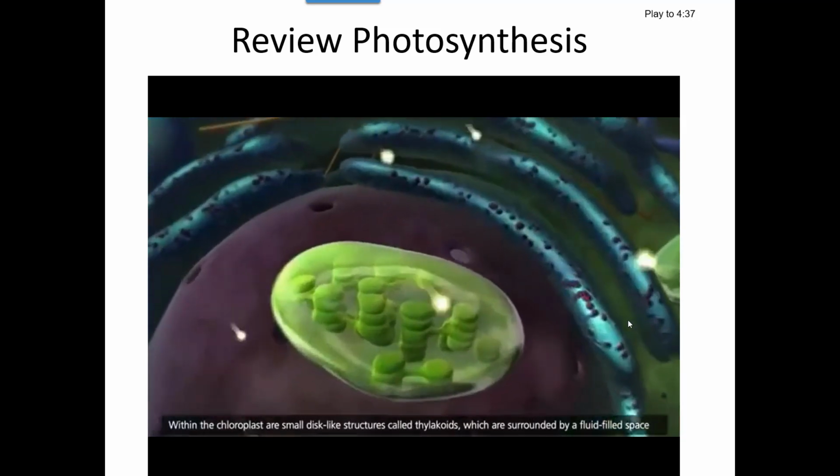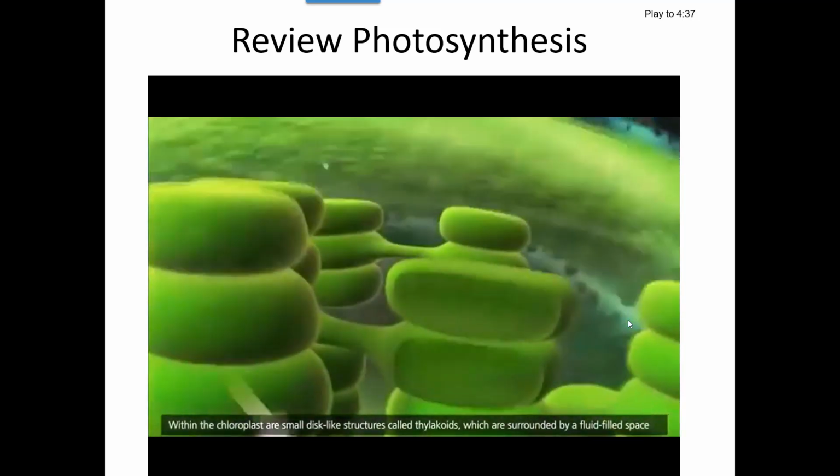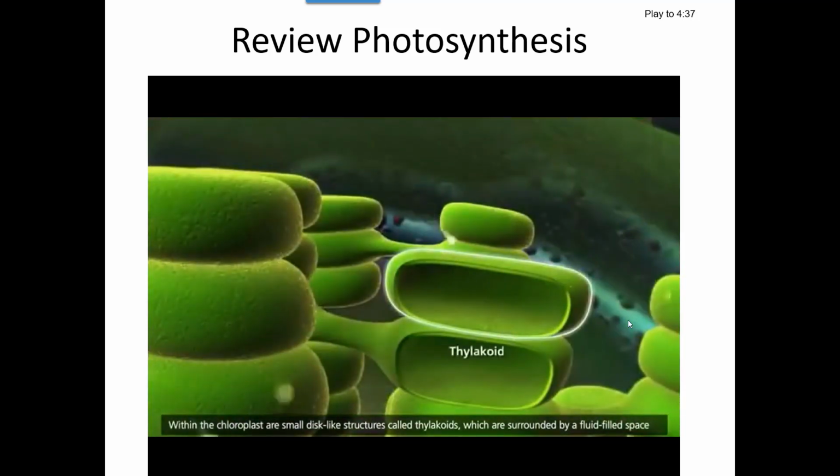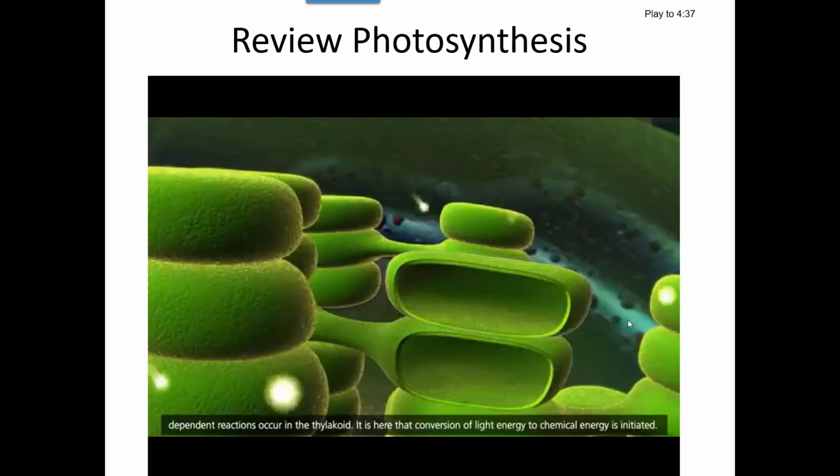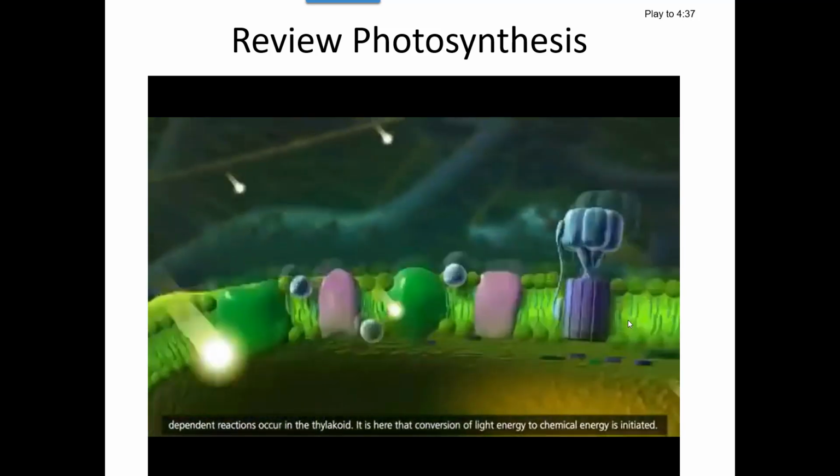Within the chloroplast are small disc-like structures called thylakoids, which are surrounded by a fluid-filled space called the stroma. The reactions that synthesize glucose, the Calvin cycle, occur in the stroma. The light-dependent reactions occur in the thylakoid. It is here that conversion of light energy to chemical energy is initiated.